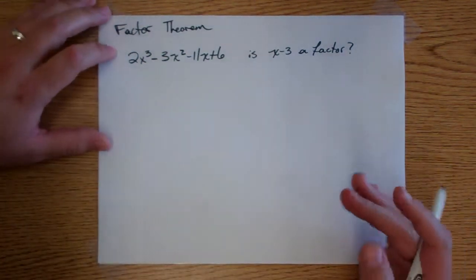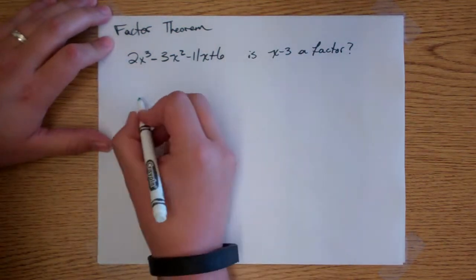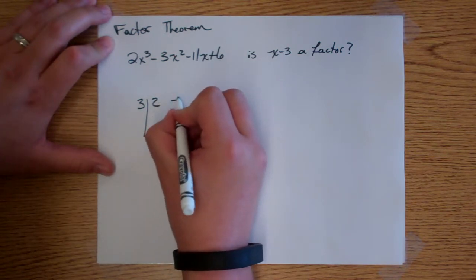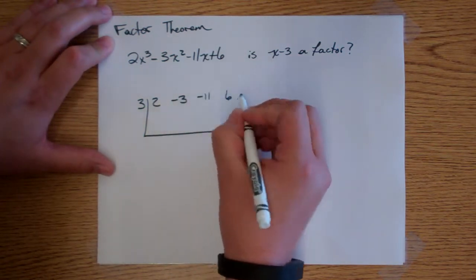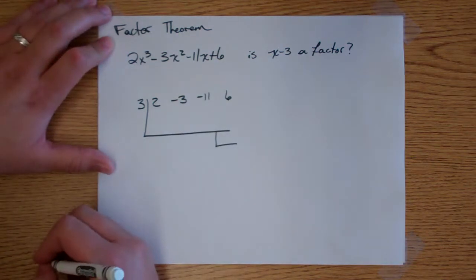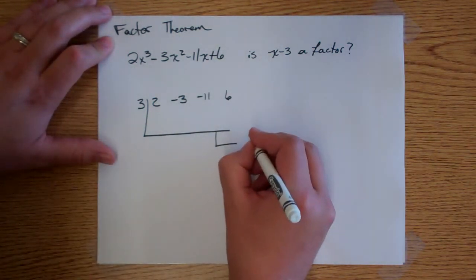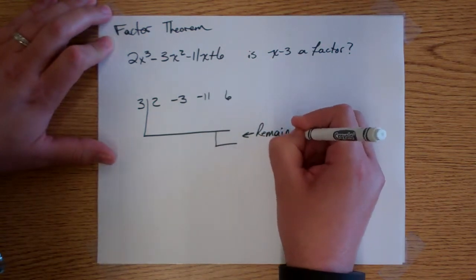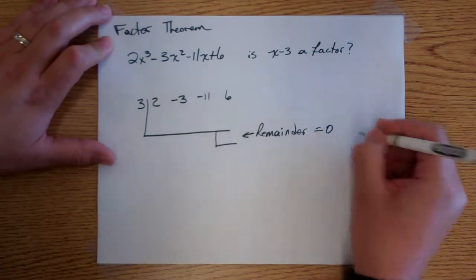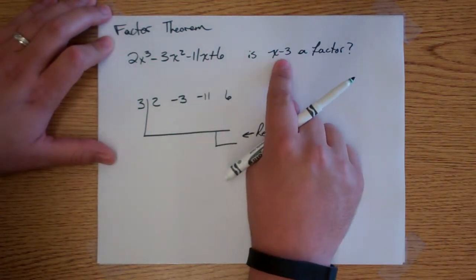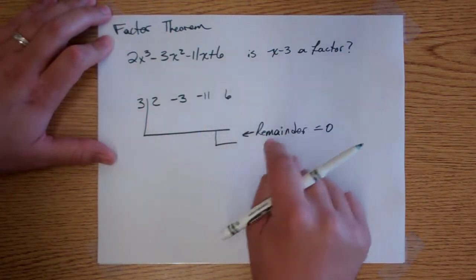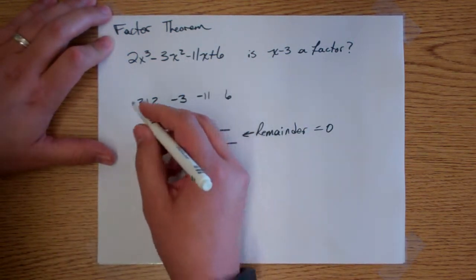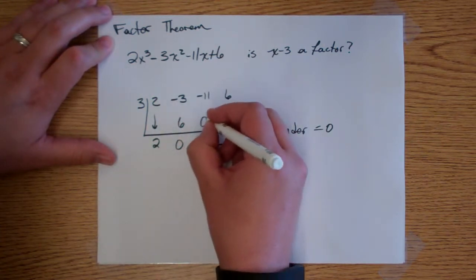So we want to know, is x minus 3 a factor of this polynomial? Well, what do we do? We do synthetic division. This is x minus 3, so you're going to put a positive 3 out front. Bring down your coefficients. Perform synthetic division. Now, with the factor theorem, if your remainder equals 0, then this is a factor. Okay? If the remainder is 0, this is a factor. Let's give it a shot. 2, 6, 0, 0.